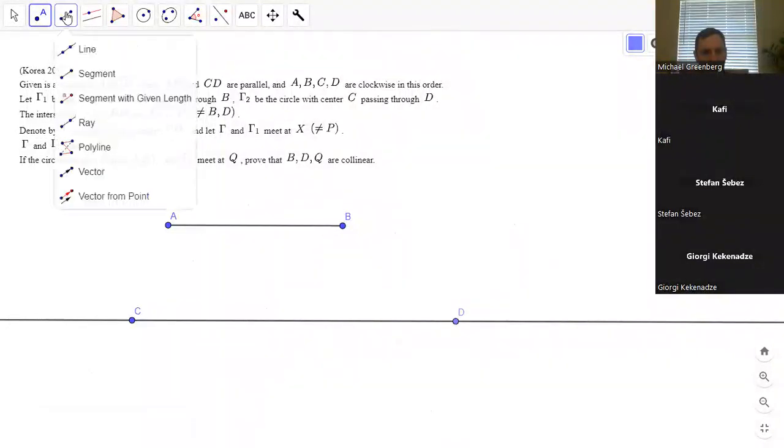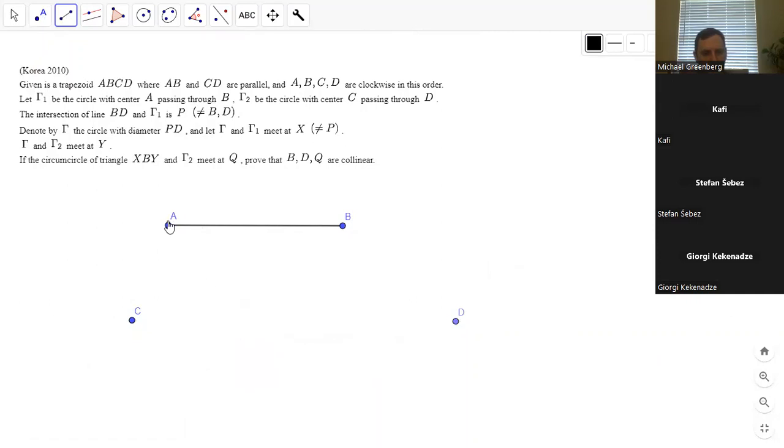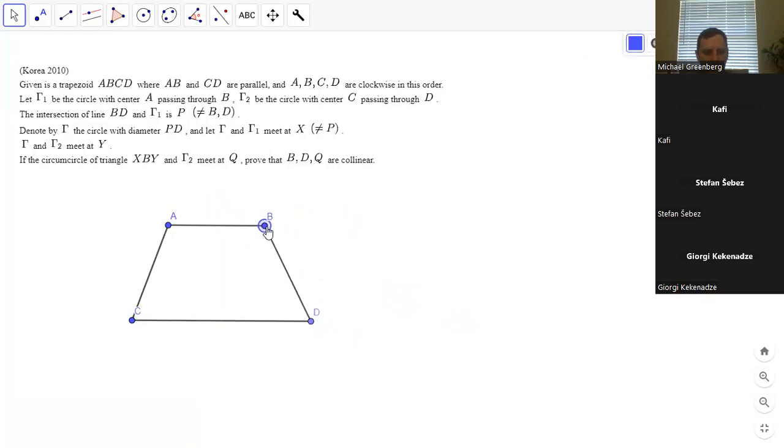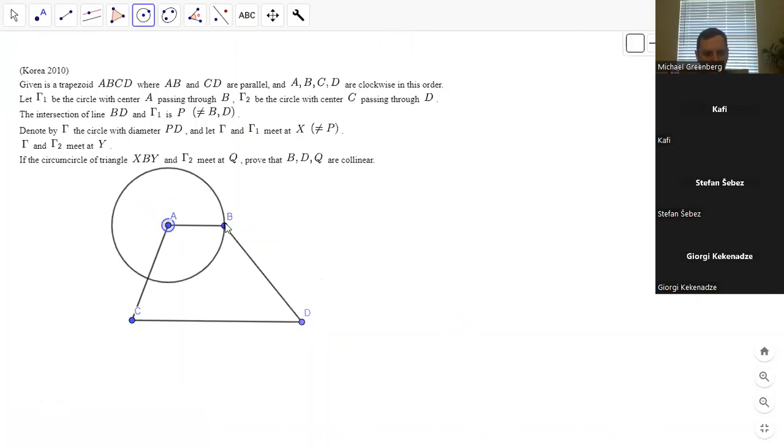Then we have a circle with center A passing through B, and the circle with center C passing through D. That's kind of weird. Let's see, if I do that, let me make AB short and CD longer. So these two circles.